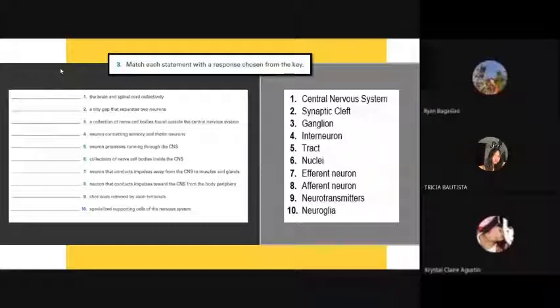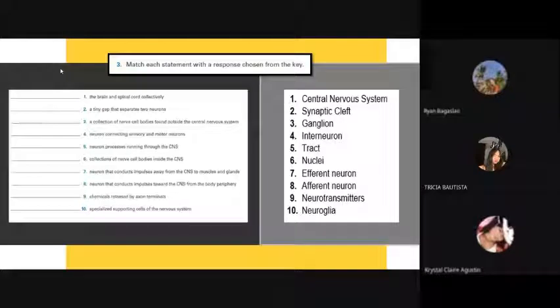Number one, we have the central nervous system, which is the brain and spinal cord collectively. A tiny gap that separates two neurons is called the synaptic cleft. Number three, a collection of nerve cell bodies found outside the central nervous system is what we call a ganglion. Number four, neurons connecting sensory and motor neurons are called interneurons. Number five, neuron processes running through the CNS are what we call a tract. Number six, collections of nerve cell bodies inside the CNS are called nuclei.